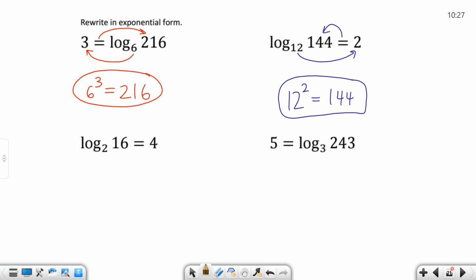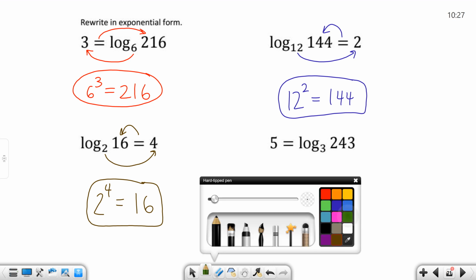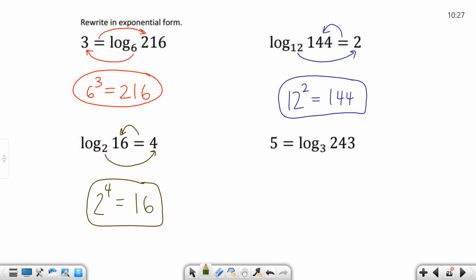So I'm going to do the same thing here. 2 to the what power? 2 to the 4th, right? Start with the base. 2 to the 4th and then equal what's left? Equals 16. And then finally this last one here, start with the base, which is what? 3. 3 to the what power? 3 to the 5th equals what? 243.